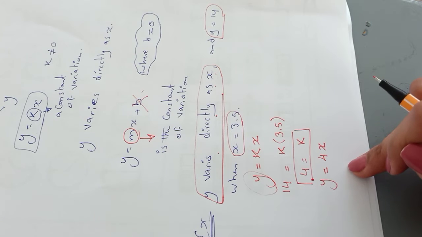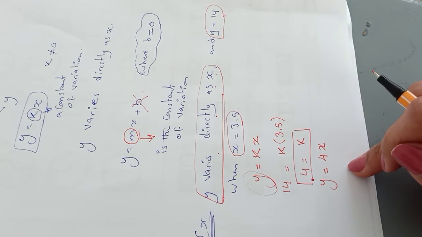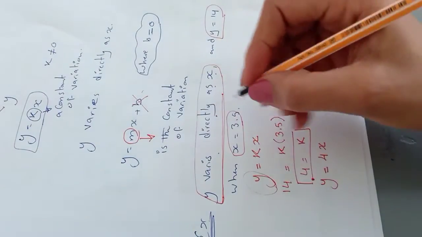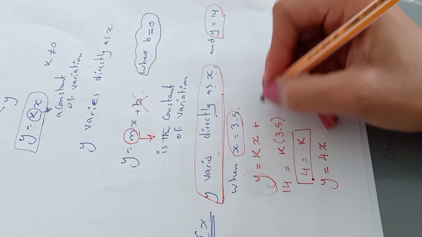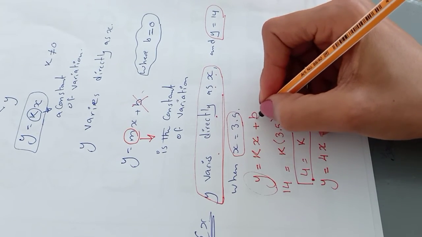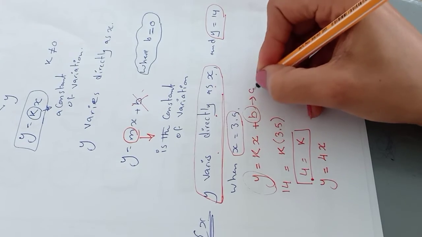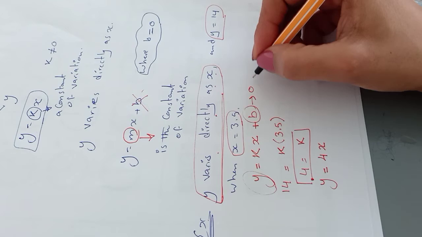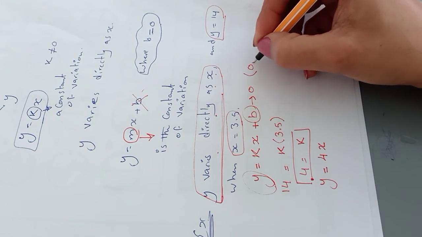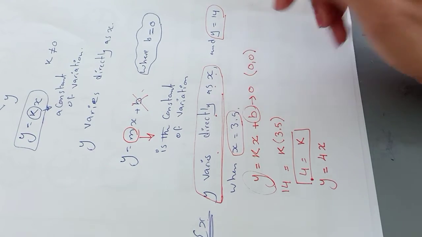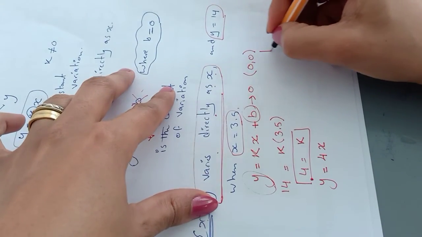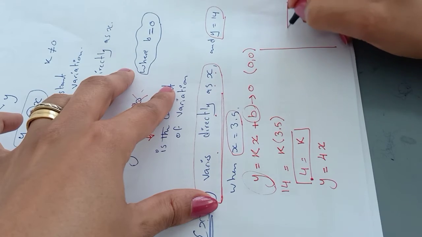Okay, now I want to graph this function. To graph direct variation, where is the y-intercept? We said that the value of b equals 0. So can we get a point from this y-intercept? Yes, the point will be (0, 0). As we said before, the graph of direct variation passes through the origin point, which is (0, 0).